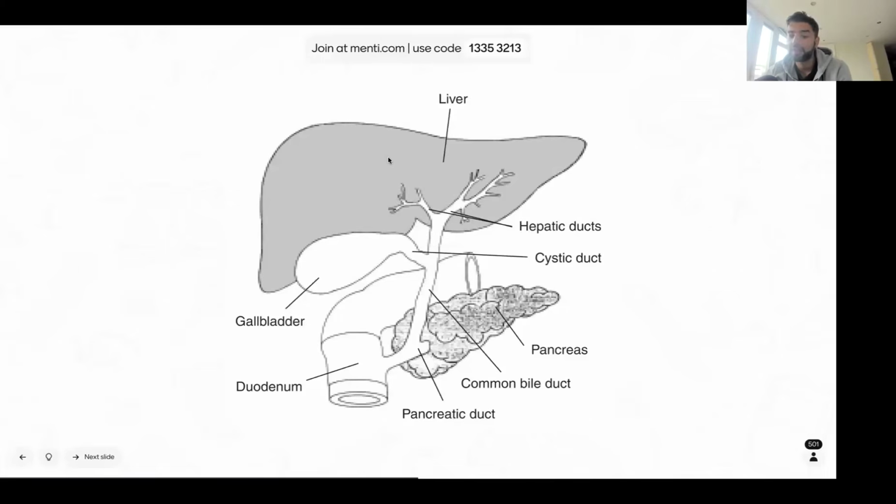Now, what can happen in gallstones is that you get that bile crystallizing into these solid stones, which are made of a crystallized version of that bile.